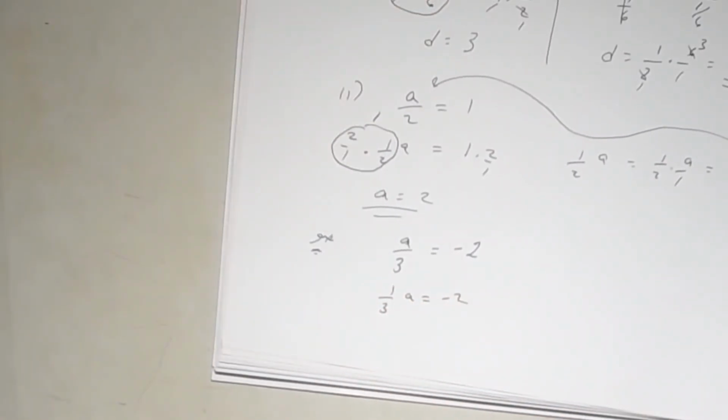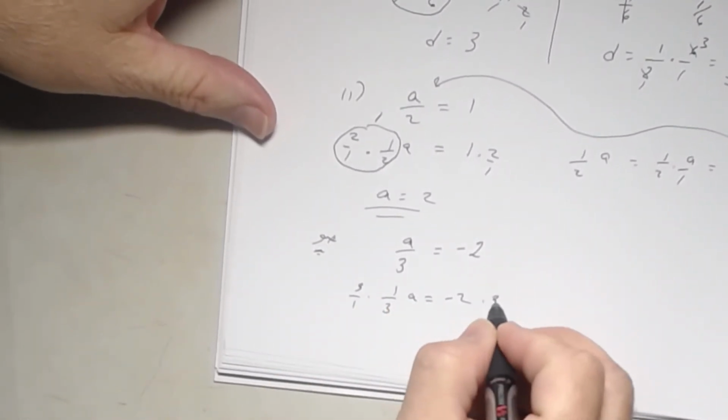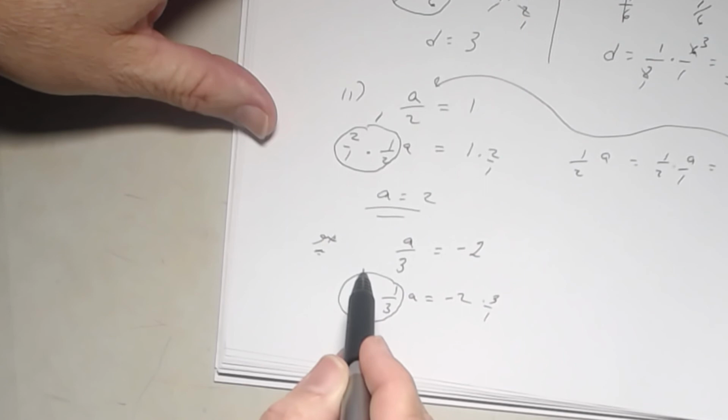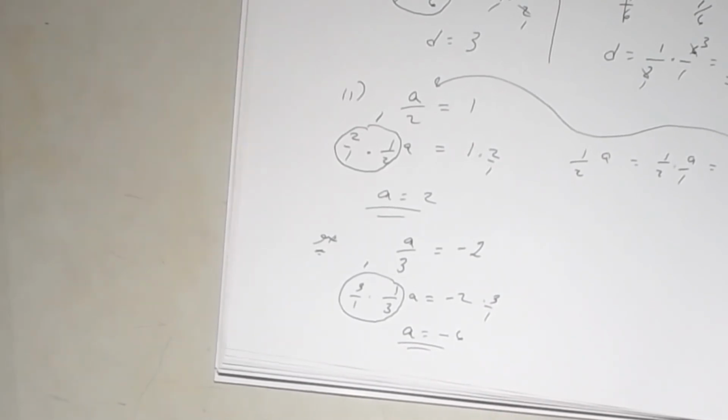So I got 1/3 A equals negative 2, and now I'm going to multiply both sides by the reciprocal of the coefficient. What's the reciprocal of the coefficient? 3/1. So times both sides, right? This thing I have circled, I want you to think about this. What is that product? 1 times A is A, and what's the answer? -6. That's all you do.